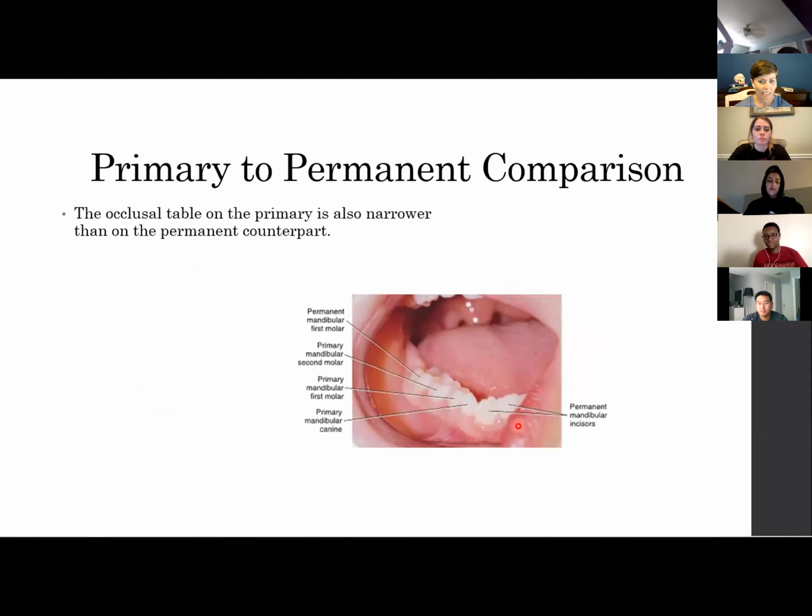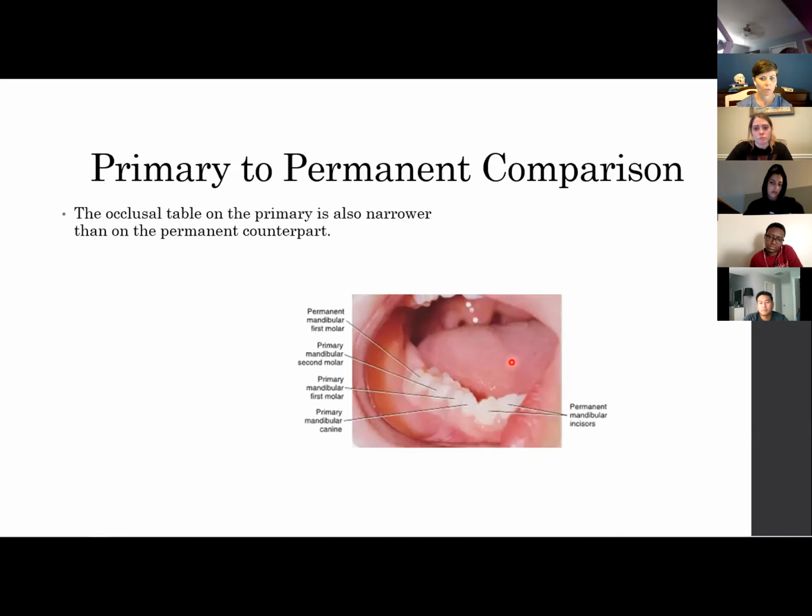All right, so you can see the tissue here, it's not going to be fully curved like this until the tooth is fully erupted. And this is your permanent and primary comparison. Your occlusal table in the primary is narrower than that of the permanent counterpart. You can see here, this is a permanent molar. This is a primary molar, and a primary canine. And then here are some permanent mandibular incisors.